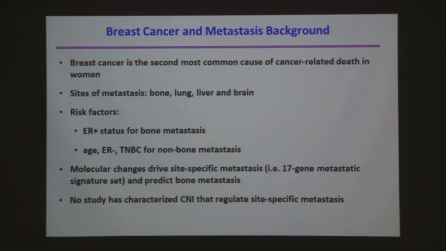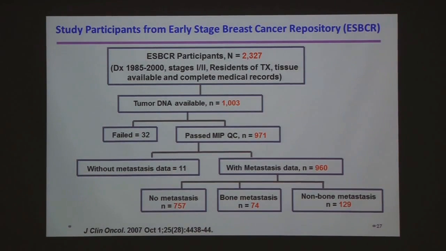And so no study has really looked at these copy number imbalances to see whether or not we could predict which patients might have a site-specific metastasis.